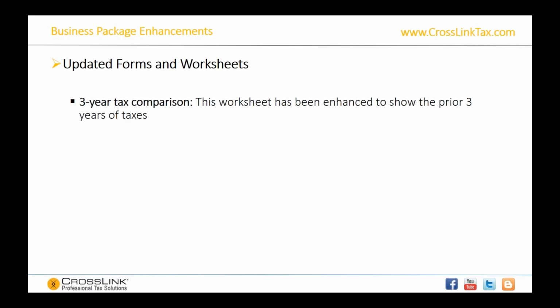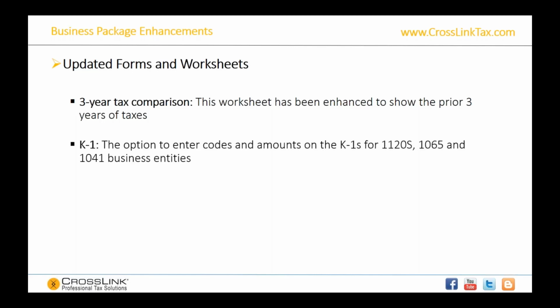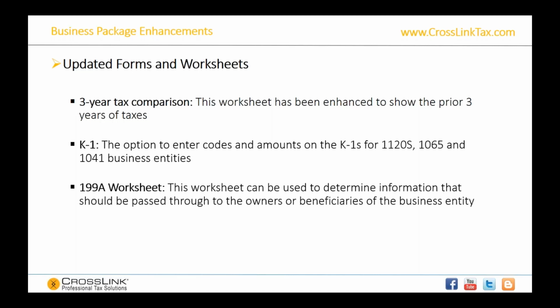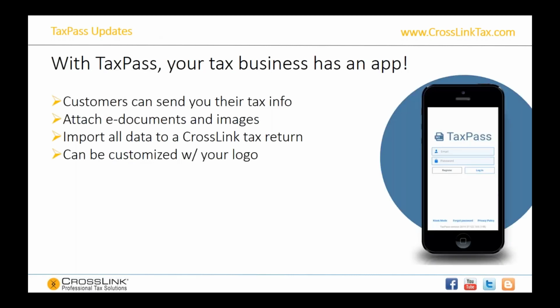tax comparison has been updated to show 3 prior years of taxes. The K1 has some new codes and amounts for 1120S, the 1065, and the 1041. And we have the 199A worksheet that's been enhanced as well. It can now be used to determine information that should be passed through to the owners or beneficiaries of the business entity. And finally, that's everything that has to do with business.